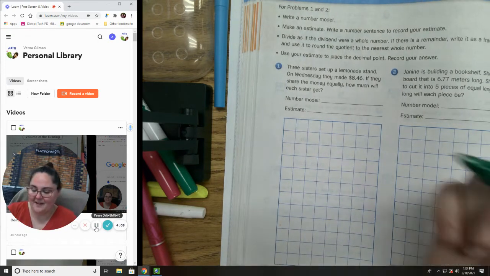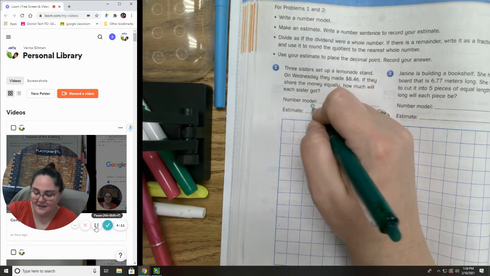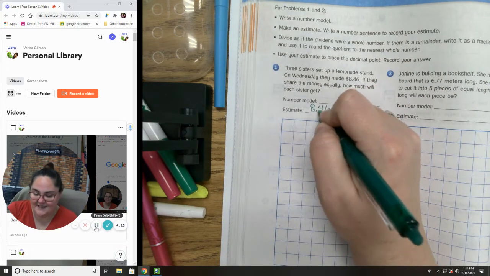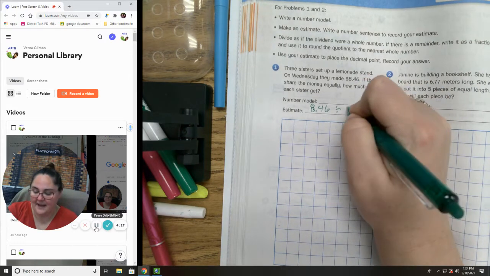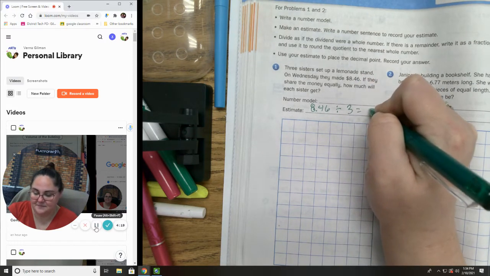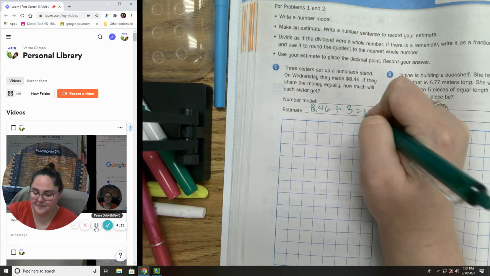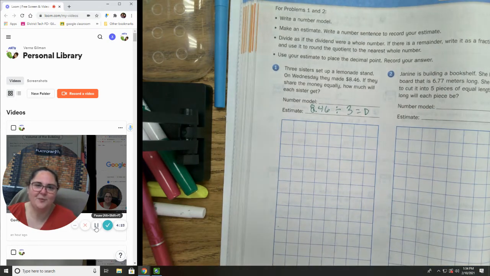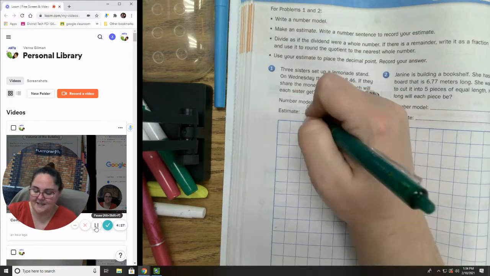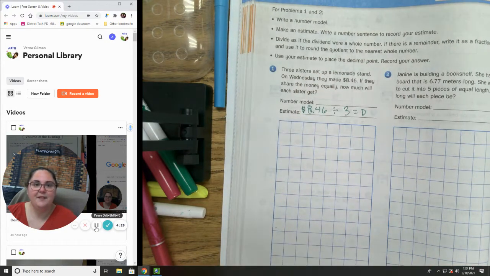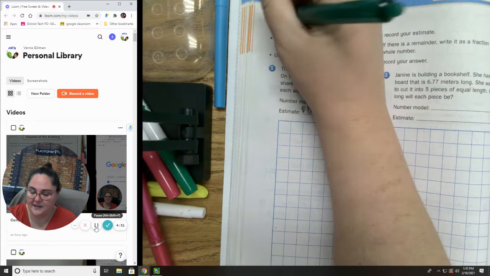All right, your number model, I have $8.46, and I am dividing that by 3. They get dollars left. We'll put dollars. You would put M for money. So 8.46 divided by 3. Done. Do we write a number model? Yes.